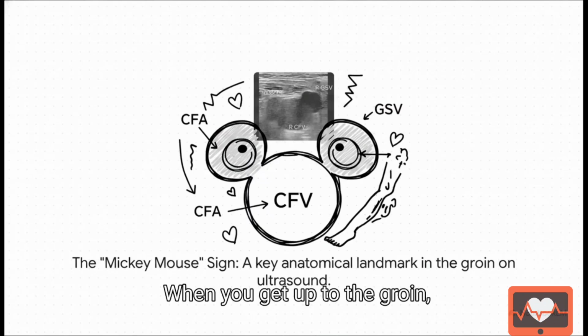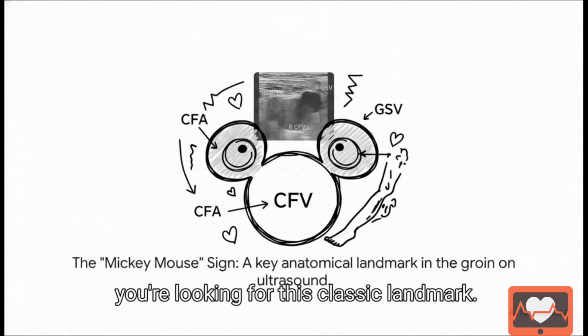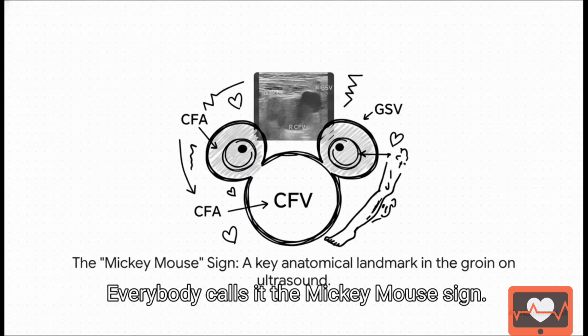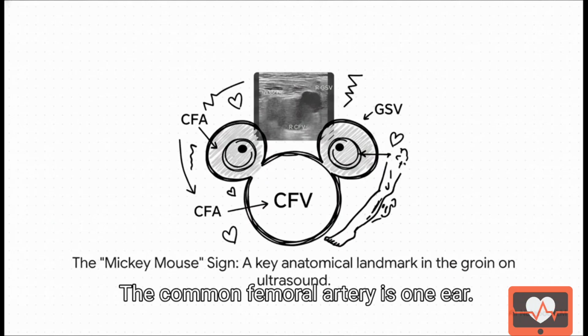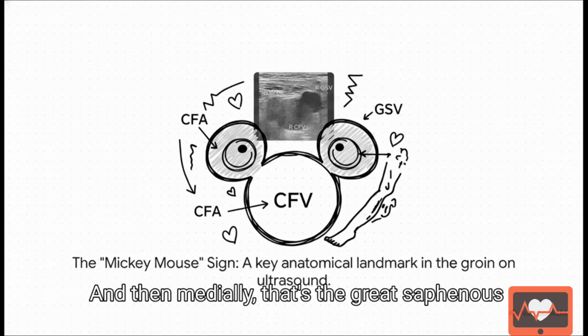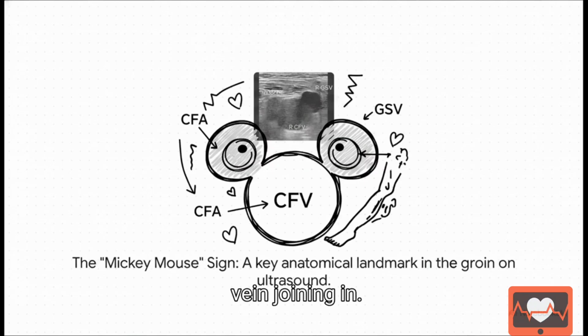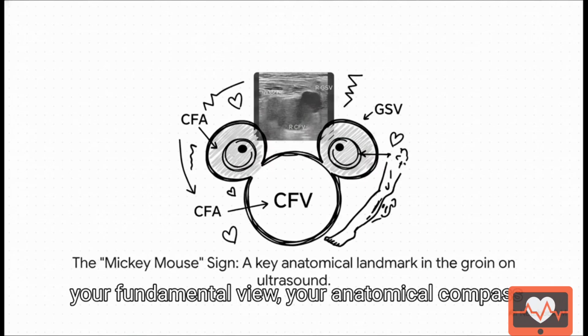When you get up to the groin, you're looking for this classic landmark. Everybody calls it the Mickey Mouse sign. You see it? The common femoral vein is the face. The common femoral artery is one ear. And then medially, that's the great saphenous vein joining in. That's the other ear. This is your fundamental view, your anatomical compass in the groin.